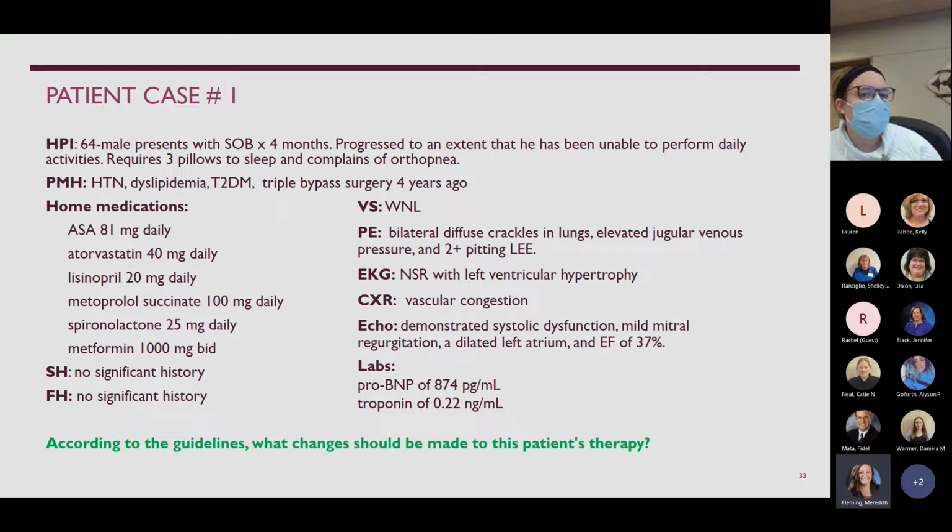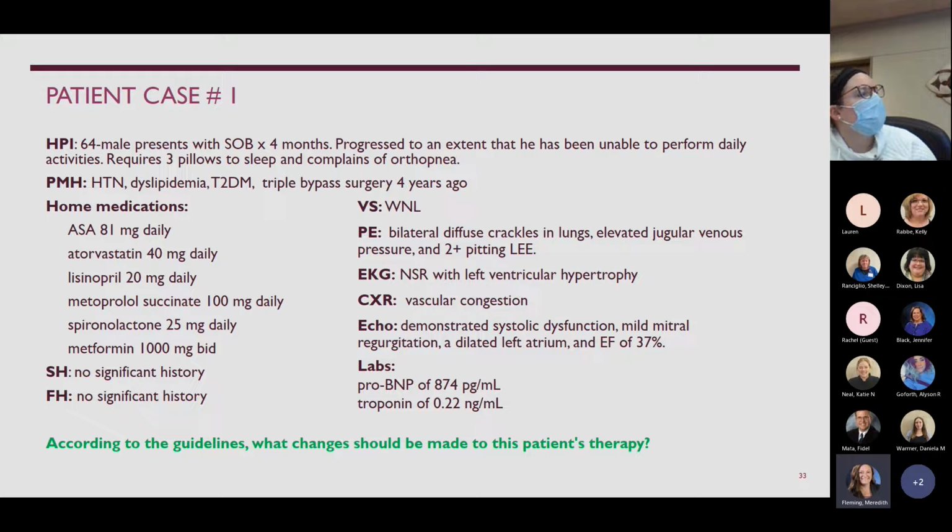So we have a 64-year-old male who presents with shortness of breath for the past 4 months that's progressed to an extent that he's been unable to perform his daily activities, requiring 3 pillows to sleep at night and complaining of orthopnea. His past medical history includes hypertension, dyslipidemia, type 2 diabetes, and a triple bypass surgery 4 years ago. And then his other pertinent history and labs and vitals are listed there for you to review.